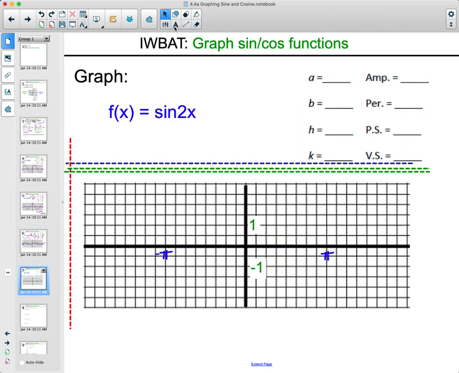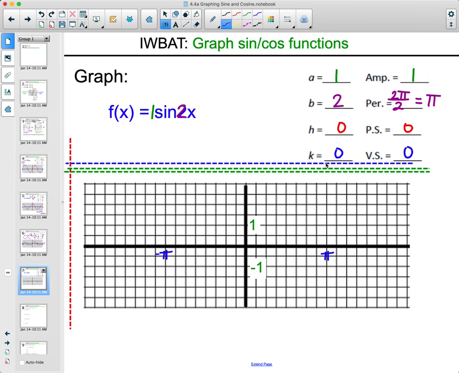Okay, then let's look at this sine function with a b value change here. The a is 1, so our amplitude is 1. Now we've got a b value of 2. With this b value of 2, the period is 2 pi divided by b, so 2 pi divided by 2, or just pi. Then the h value is 0, so our phase shift is none. The k value is 0, so our vertical shift is none. So let's take a look.